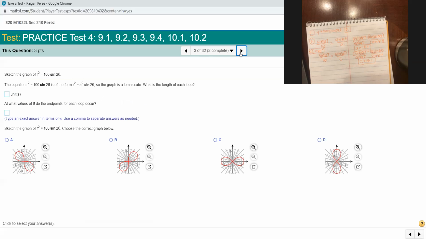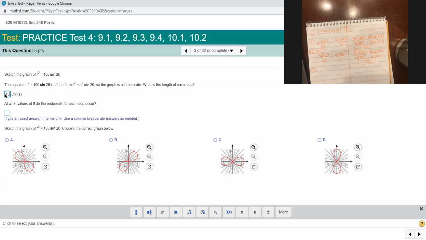Okay, number 3, this is the lesson we just did with polar equations. So the equation r squared equals 100 sine 2 theta is in the form blah, blah, blah. What is the length of each loop? So I'm pretty sure you take, make sure I'm not telling you wrong, the square root of A. Yes, so square root of 100 is 10. So the length is 10 units.